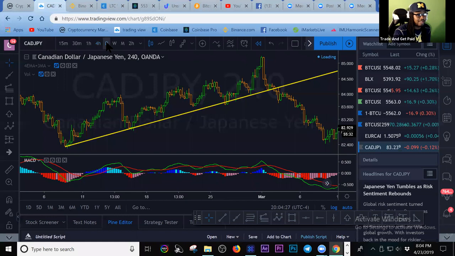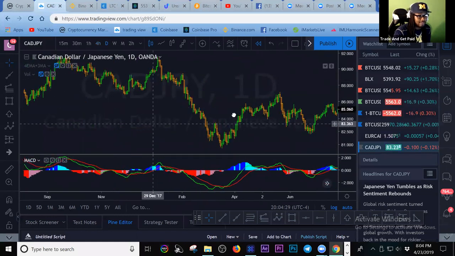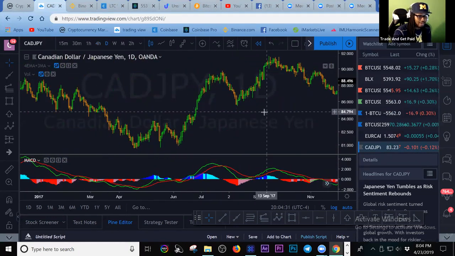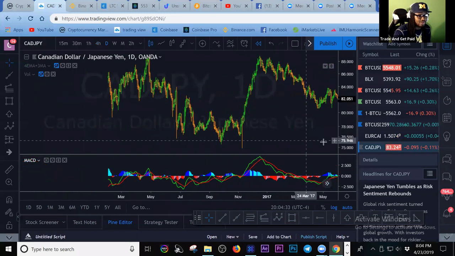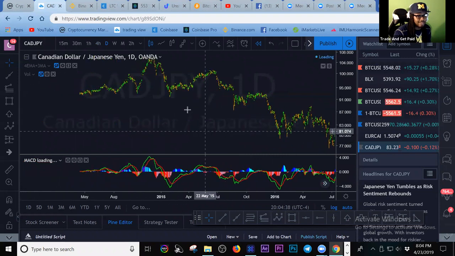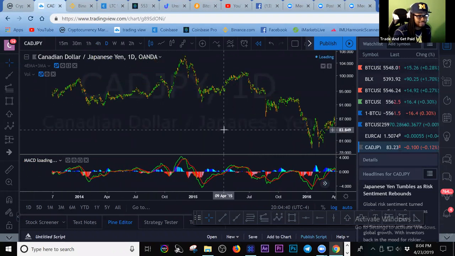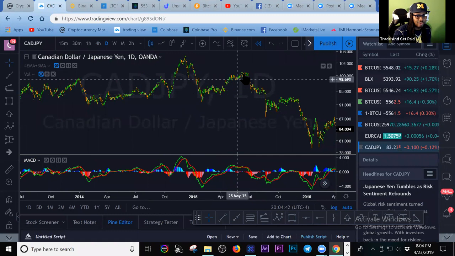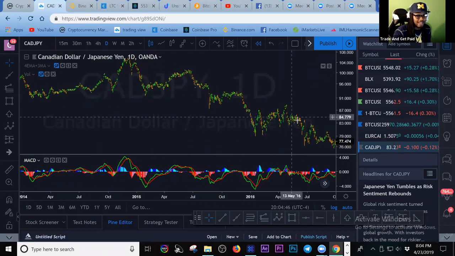Let's go to a daily time frame and see if we can find some more structure to work with right here. I want to find something that's trending so we can have a really good example. Something like this, right? This is a nice little movement where we have high, low, lower high, lower low, lower high, lower low, and then a little bit of consolidation after it.